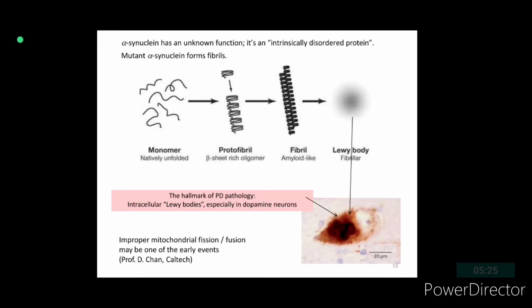Alpha-synuclein has an unknown function. It's an intrinsically disordered protein. Mutant alpha-synuclein forms fibrils. Monomer, natively unfolded. Protofibril, beta sheet rich oligomer. Fibril, amyloid-like. Lewy body fibril.